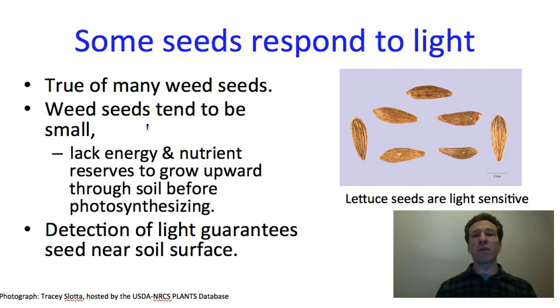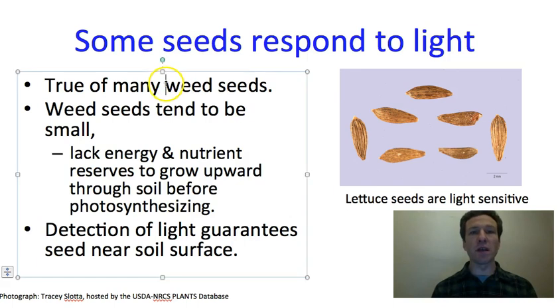A second environmental factor seeds respond to is light. Many seeds don't, and those that do tend to be weed species. Weeds are plants that tend to be fast-growing and disperse into environments that don't have a lot of competition. So these are plants that like to get in fast, grow, and make new seeds before the plant experiences competition. So part of the strategy is having small seeds. Small seeds are better at dispersing.